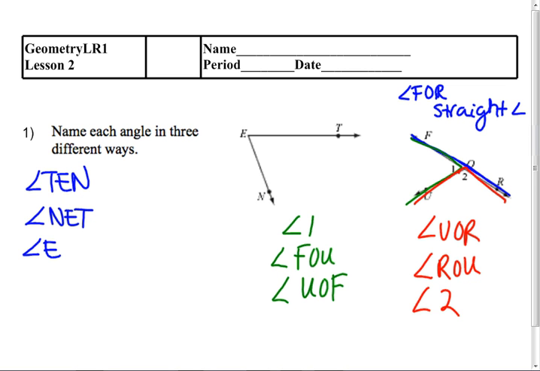Oh, what's another way to name angle FOR? Arf, arf, arf. My doggies. ROF. Rough. Get it? This straight angle can be named FOR or ROF. Rough. Arf, arf. That's Mickey.